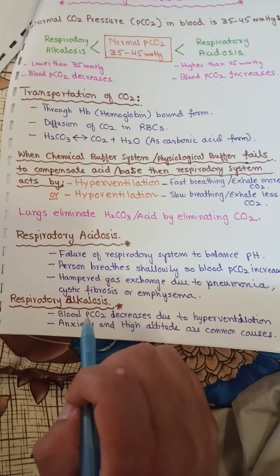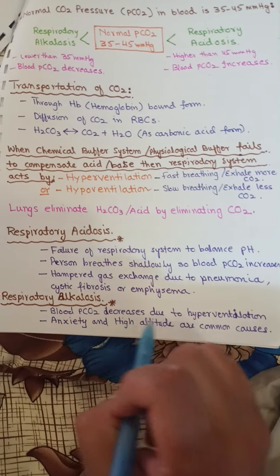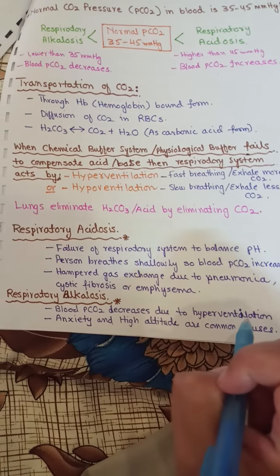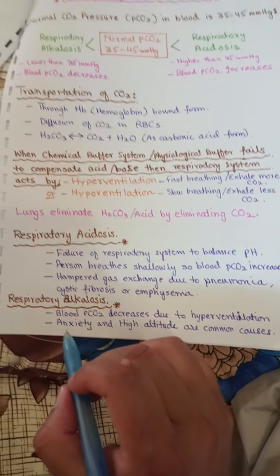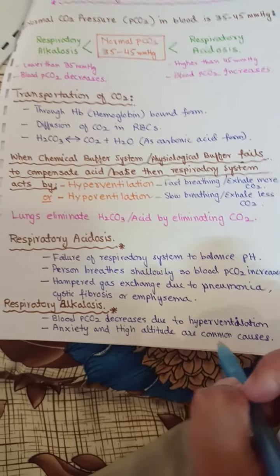And respiratory alkalosis is when the partial pressure of carbon dioxide decreases due to hyperventilation, due to more breathing, fast breathing. Anxiety or high altitude causes these kinds of conditions.